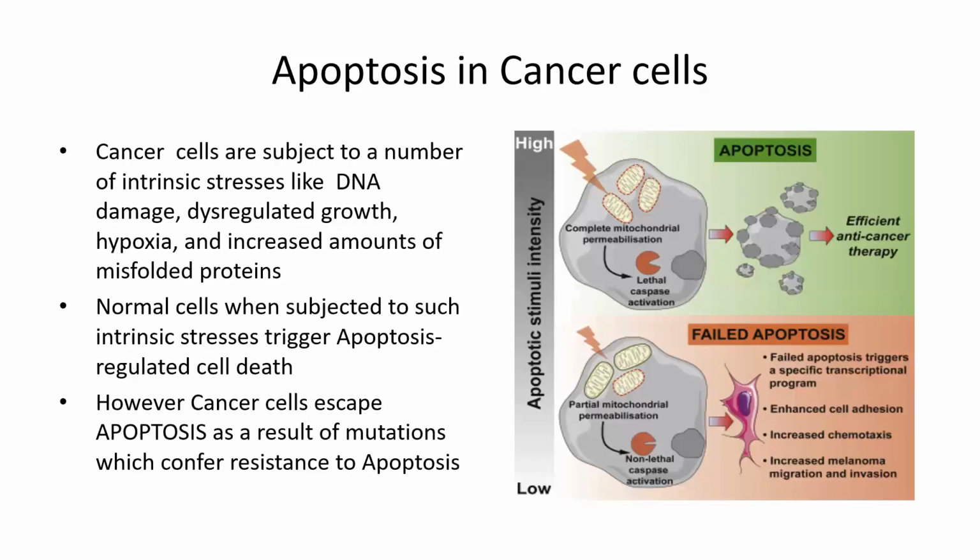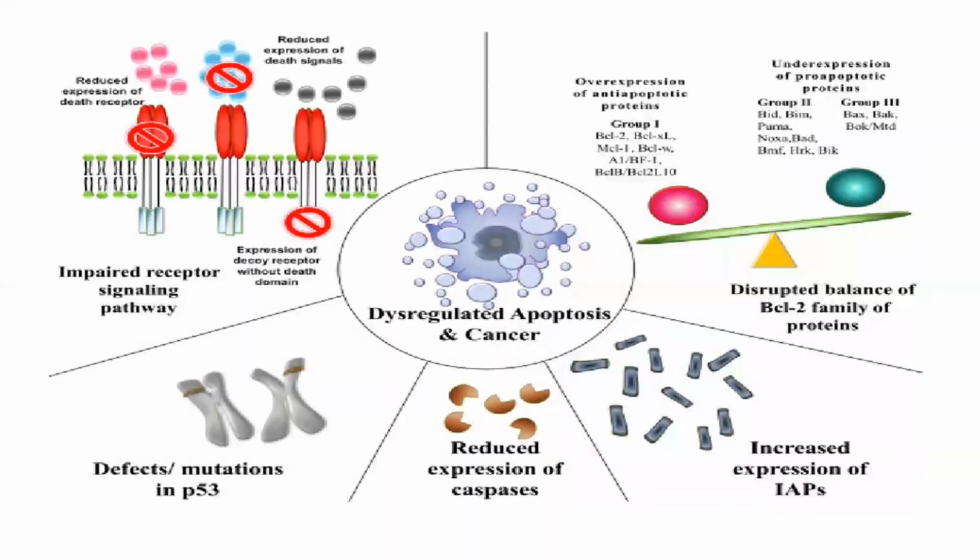So what is apoptosis? Cancer cells are subject to a number of intrinsic stresses like dysregulated growth, DNA damage, hypoxia, and increased amounts of misfolded proteins. When normal cells are subjected to such stresses, cellular mechanisms will trigger apoptosis. However, cancer cells design a mechanism and alter the genes which normally trigger the cell to undergo apoptosis, usually seen in CLL and follicular lymphoma.